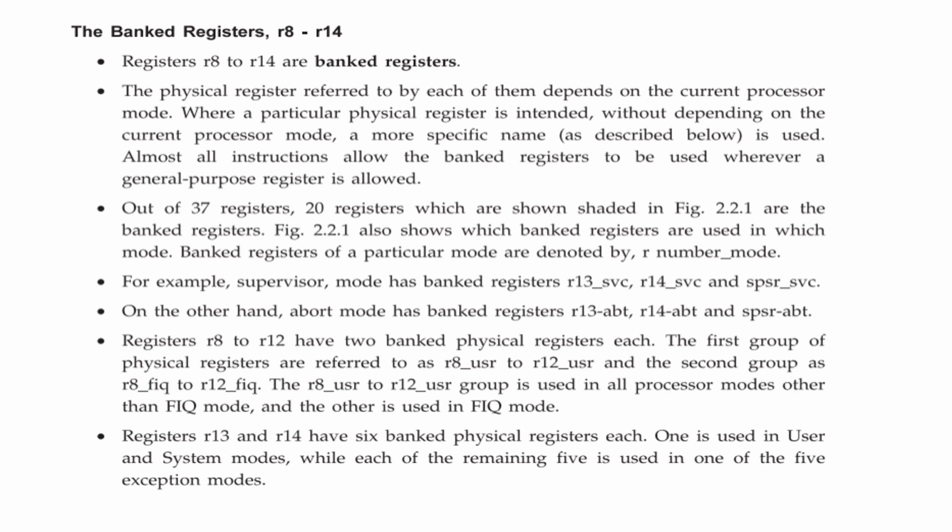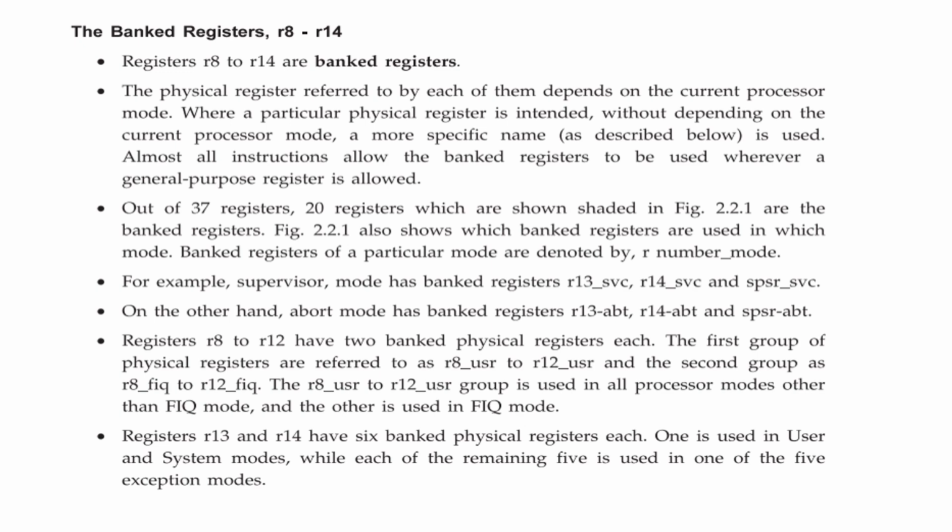Registers R8 to R12 have two banked physical registers each. The first group of physical registers is referred to as R8_user to R12_user, and the second group is R8_FIQ to R12_FIQ. The R8_user to R12_user group is used in all processor modes other than FIQ. Yes, we have seen this, right? And the others are used in FIQ mode.